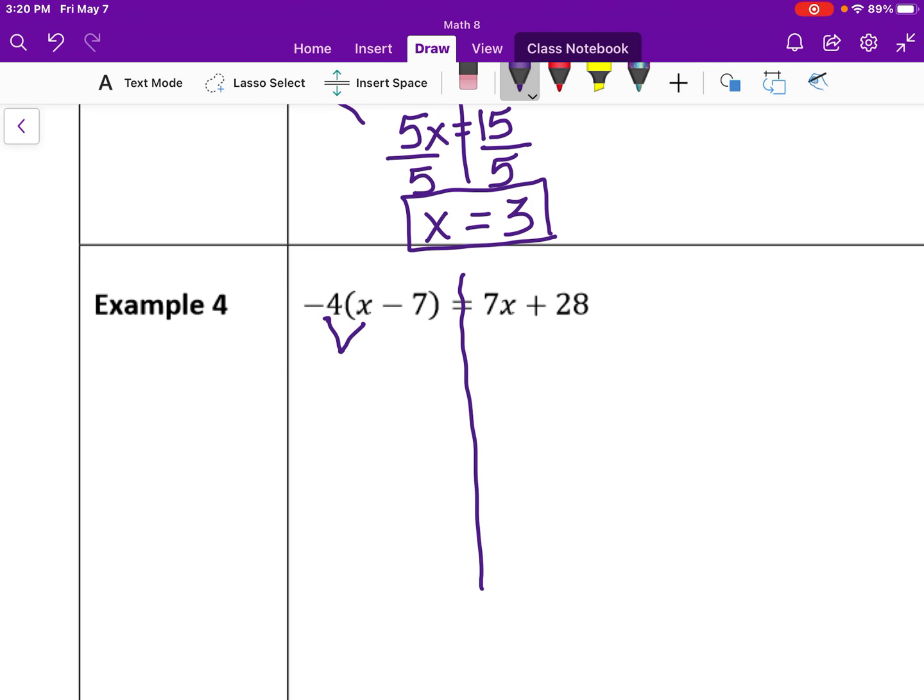Negative 4 times x, negative 4x. Negative 4 times a negative 7. A negative times a negative gives me a positive 28 equals, bring that down, 7x, bring down my positive 28. All right, now like I said, I like to start with my variables, so I'm going to keep it positive. I'm going to add my 4x to both sides.